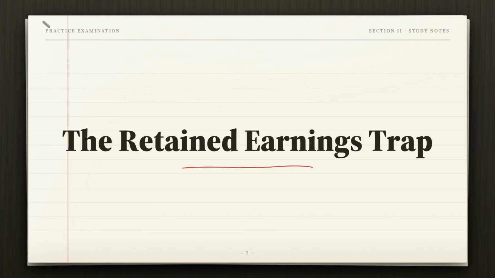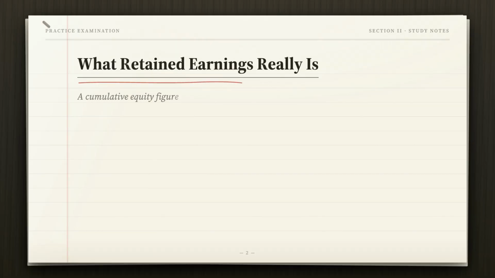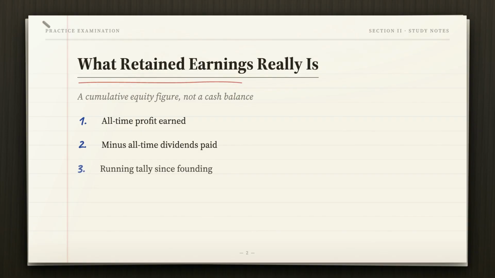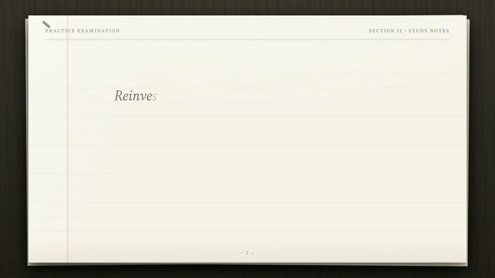The most misread line in equity is retained earnings, and the mistake is always the same, treating it as a stash of cash sitting in a vault somewhere. Retained earnings is the cumulative total of every dollar of profit the company has ever earned, minus every dollar ever paid out as dividends. A running tally since the company's founding that lives in the equity section.